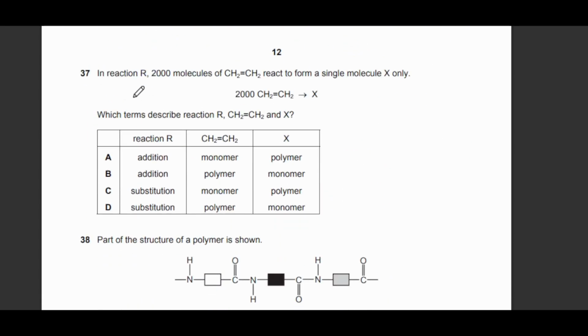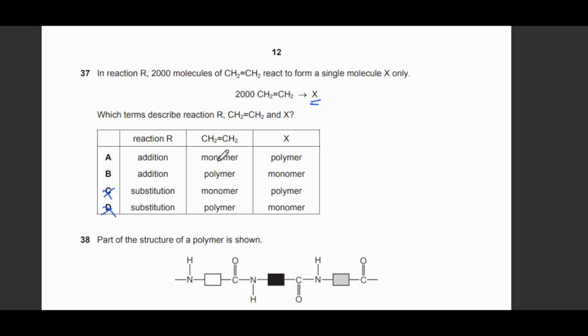Okay, 37. In reaction R, 2000 molecules of ethane react to form single molecule X only. Which term describes reaction R, ethane, and X? So reaction R is obviously addition, because you have no other product formed, only X is formed. So therefore it's addition. Okay, C and D are wrong.